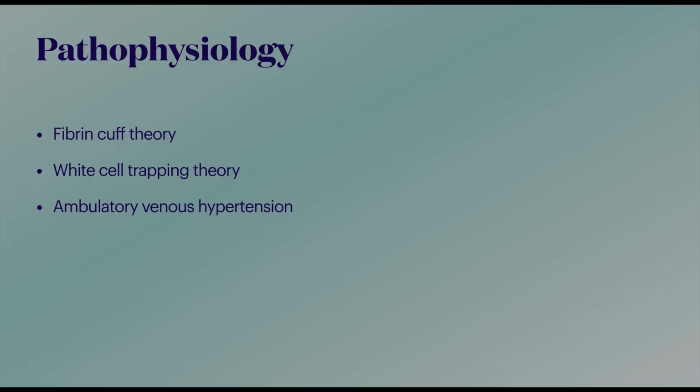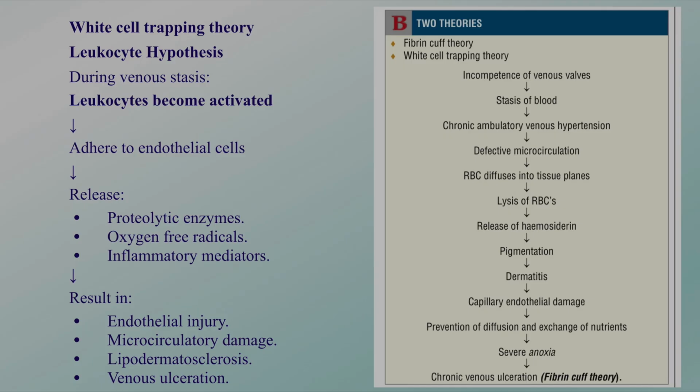Pathophysiology can be mainly explained by the fibrin cuff theory, white cell trapping theory, and the ambulatory venous hypertension. The fibrin cuff theory: incompetence of the venous valves leads to stasis of blood, which produces chronic ambulatory venous hypertension, which causes defective microcirculation. RBCs diffuse into the tissue planes. There is lysis of RBCs, release of hemosiderin, which leads to pigmentation. It further causes dermatitis and capillary endothelial damage. Prevention of diffusion and exchange of nutrients causes severe anoxia and chronic venous ulceration.